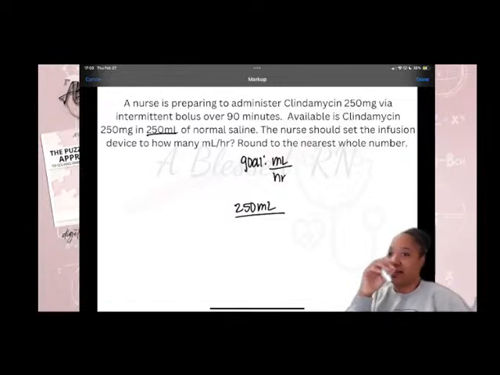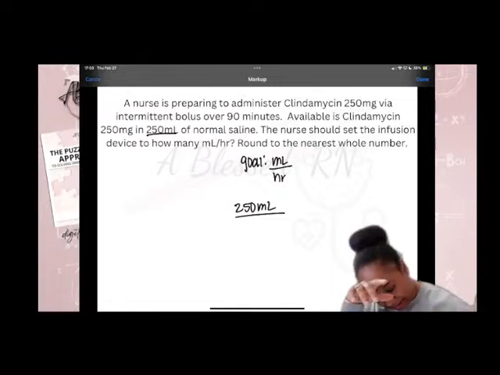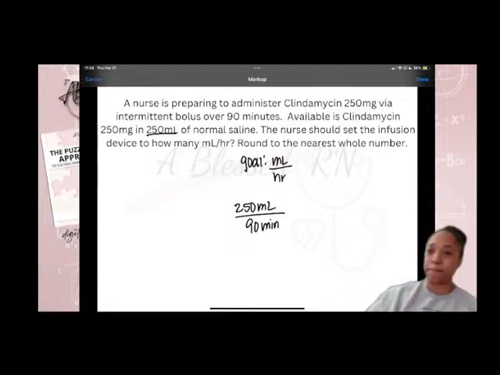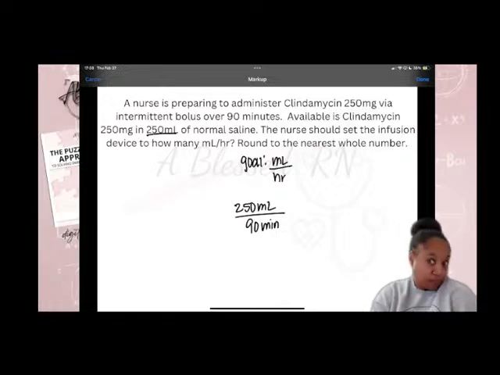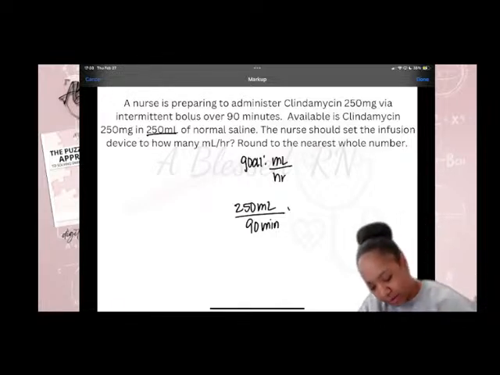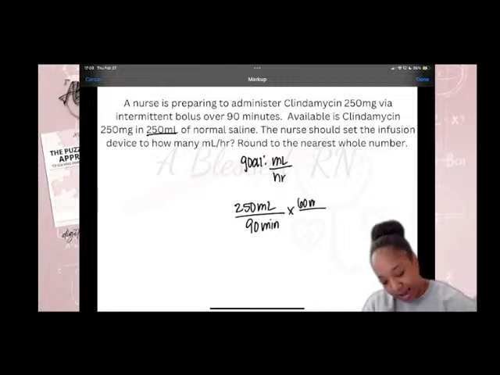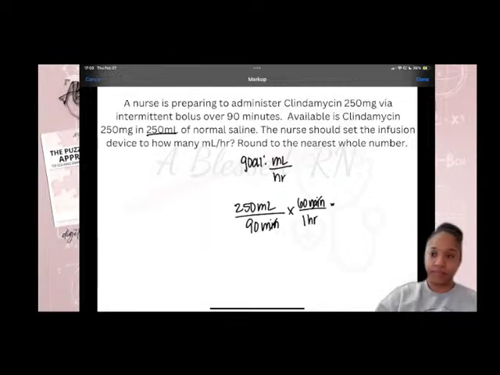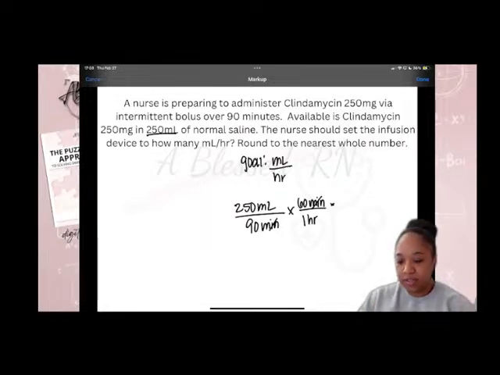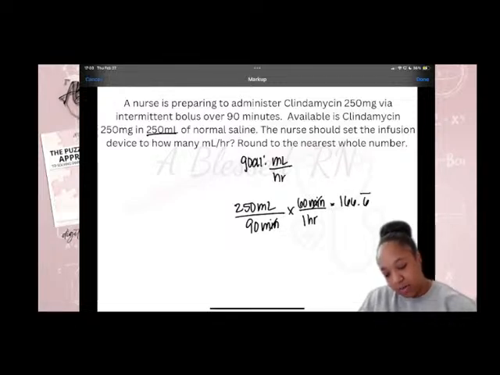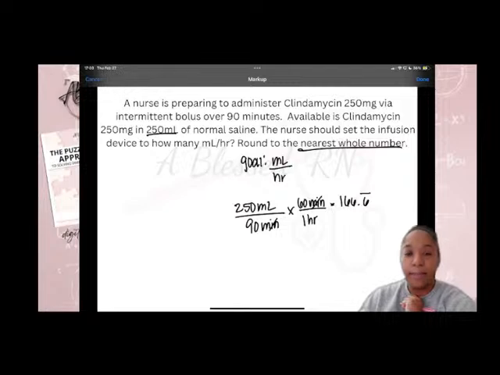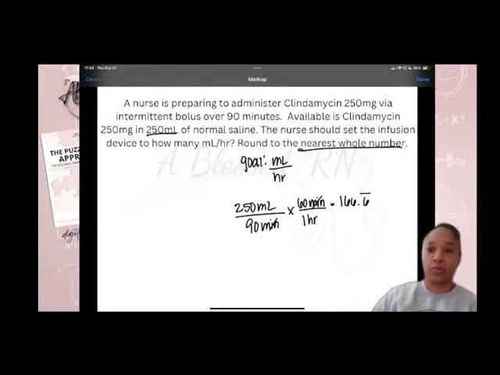Okay. 90 minutes, right? So we have milliliters on the top, and we got minutes on the bottom. We need to have hours on the bottom, so we only have to do one step to fix this. Do our minute to hour conversion. So 250 times 60 divided by 90. It's going to be 166.6 repeating. We are to round to the whole number. So if we rounded this to the whole number, what would be our answer?